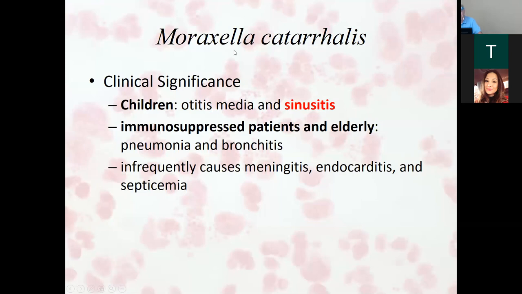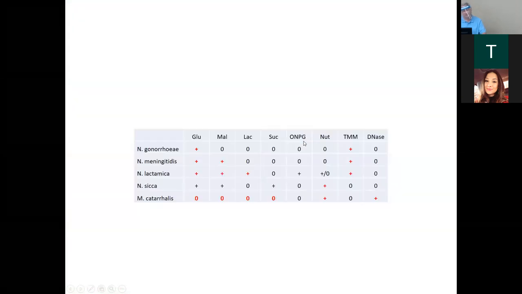This Moraxella causes otitis media and sinusitis, so ear infection, inner ear infection and sinusitis, especially in the immunocompromised elderly, we can get pneumonia, but infrequently causing meningitis. And most times when we think otitis media, we think meningitis capable, but with Moraxella, it's not. Doesn't mean it can't happen, but it's probably not going to happen.